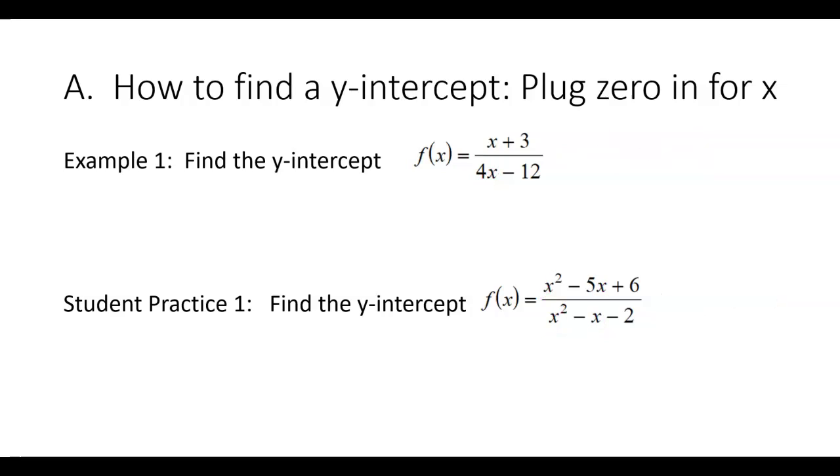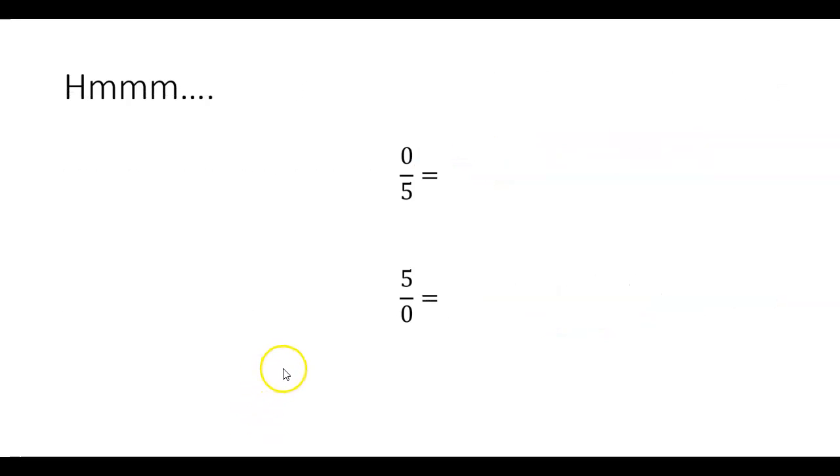Let's move on to our next part that we want to learn how to find. To do that, we need to review some basic math facts here. 0 over 5, what does that equal? Hopefully you know that equals 0. 5 over 0, however, does not equal 0. 5 over 0 is undefined. It doesn't exist. You're not allowed to have 0 in the denominator.